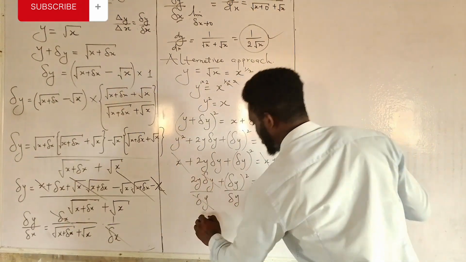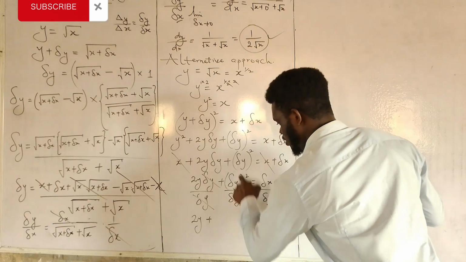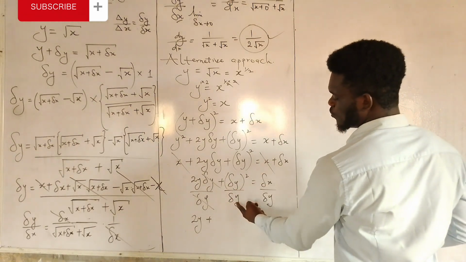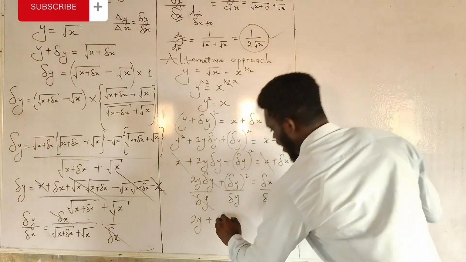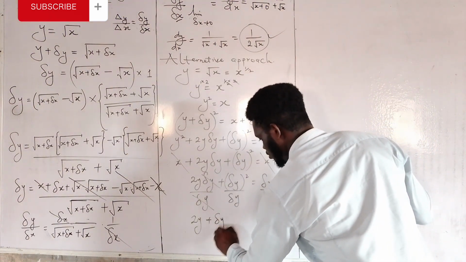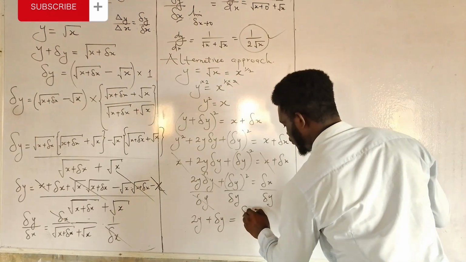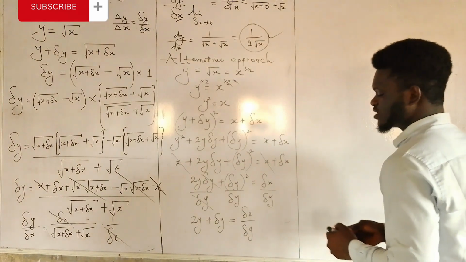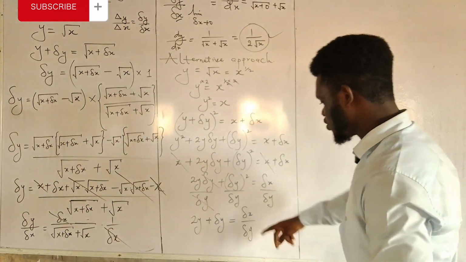So we have this eliminate. We have 2y plus change in y, and on the right we have change in x over change in y. You can see that, like I said, the denominator is what we take the limit of. So I'm going to take the limit here.